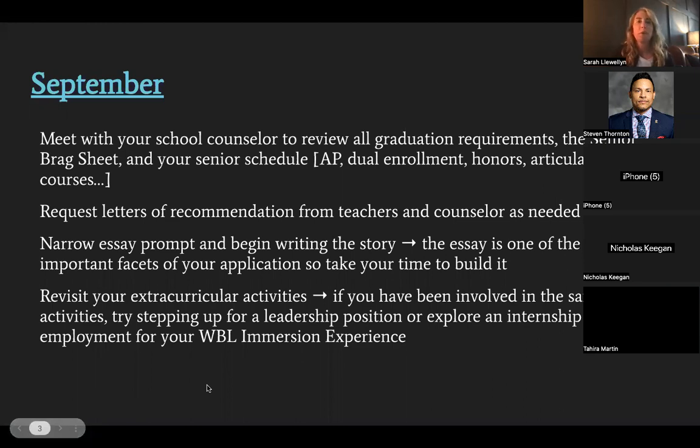For September, the most important thing is to be meeting with their school counselor. Our seniors need to make sure that, one, their schedule is accurate. Their schedule represents who they are. One of the most important things that I learned in working with admissions counselors and a college advisor in the last few years is that the way admissions look at classes like AP, dual enrollment, honors, and articulated courses is that they want to see how many of those kinds of courses a district is offering, and then how many your child elected to take.